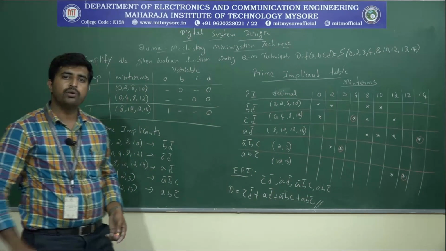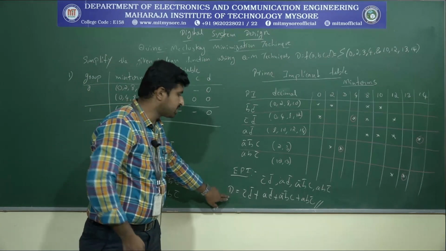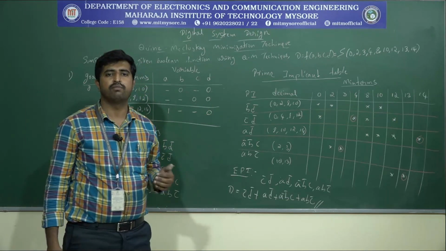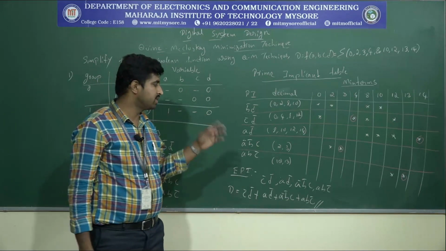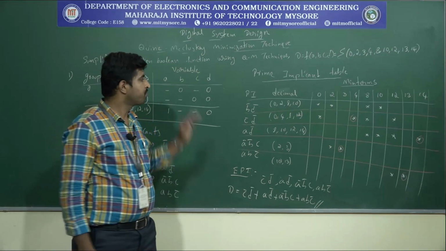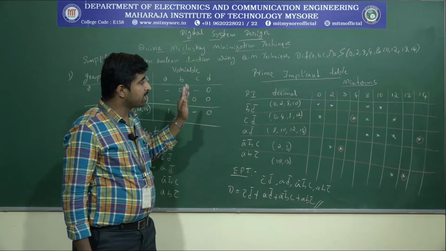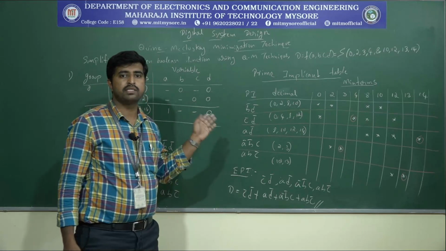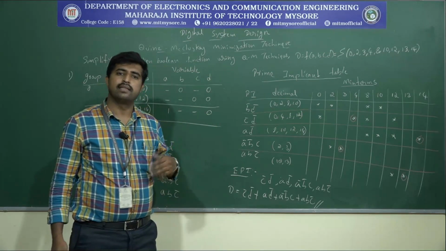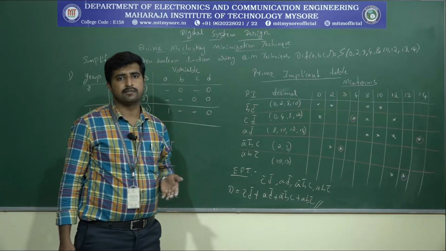So this is how we get the simplified expression for a given Boolean function. This is how we solve using the Quine-McCluskey technique. Okay. So let's understand the Quine-McCluskey technique for the don't care terms, that means when we have incomplete Boolean functions. That I will cover in the next class.